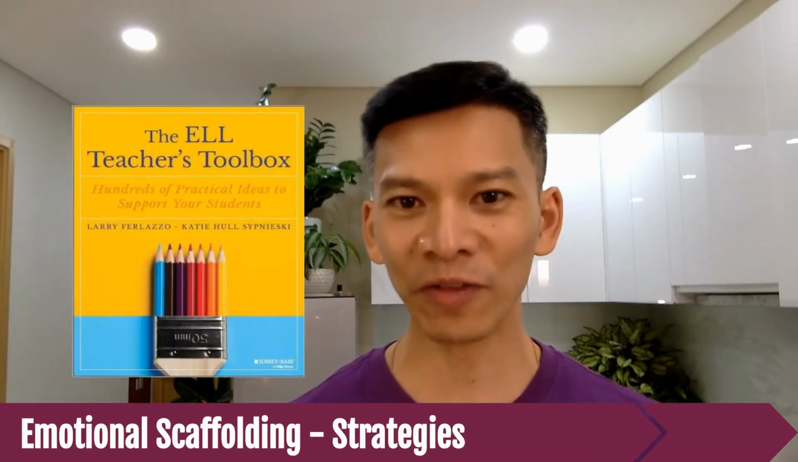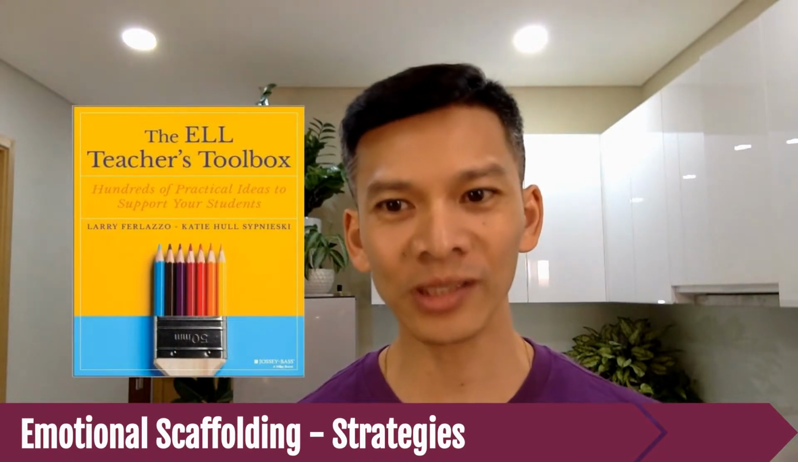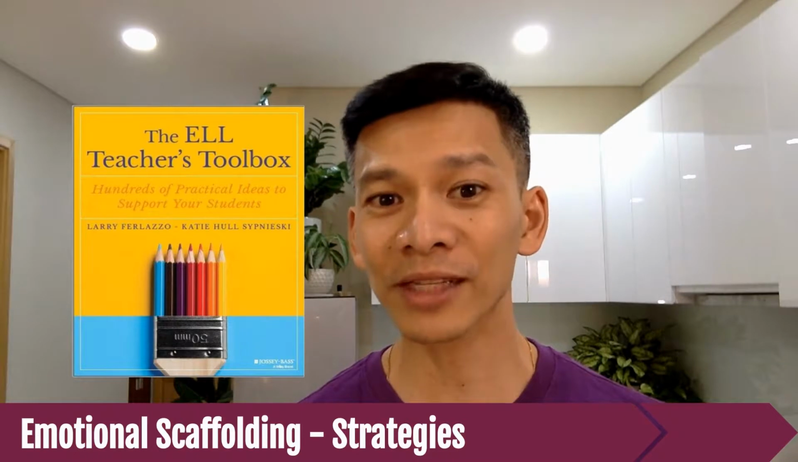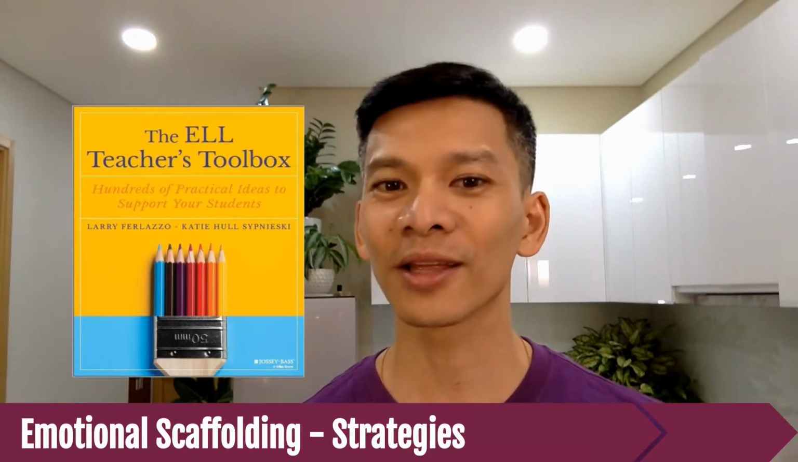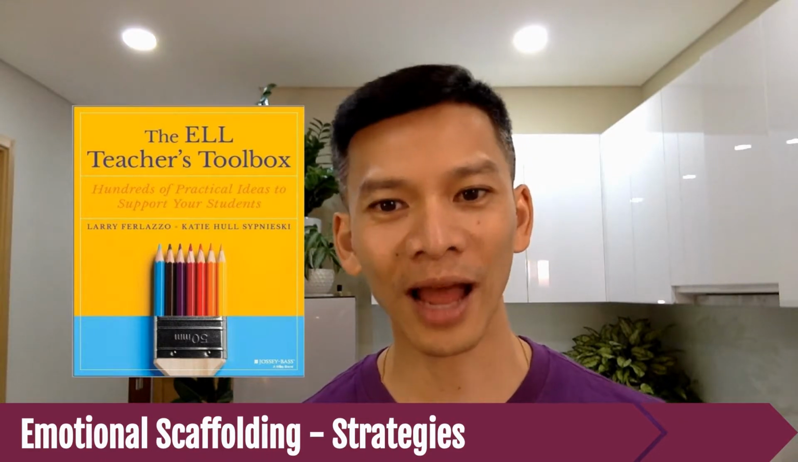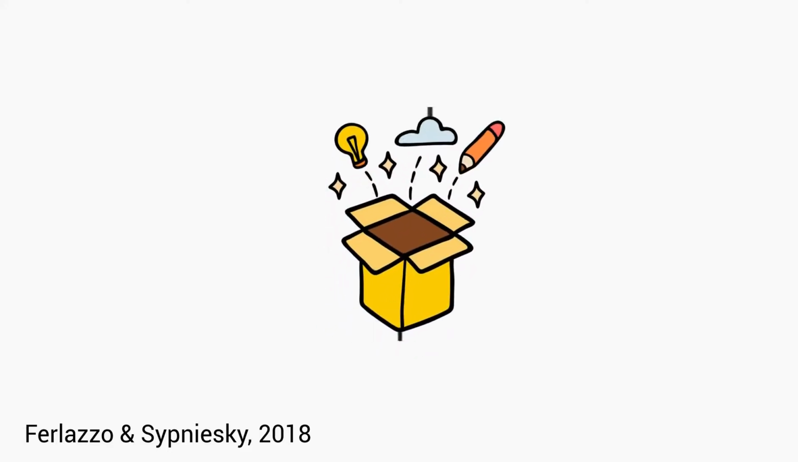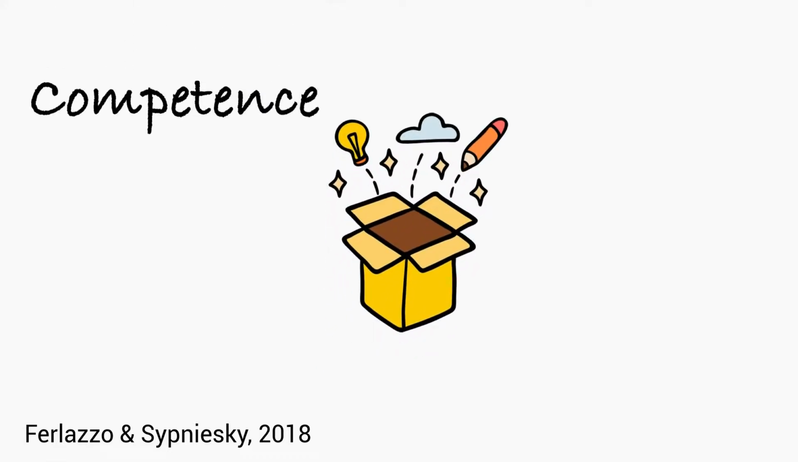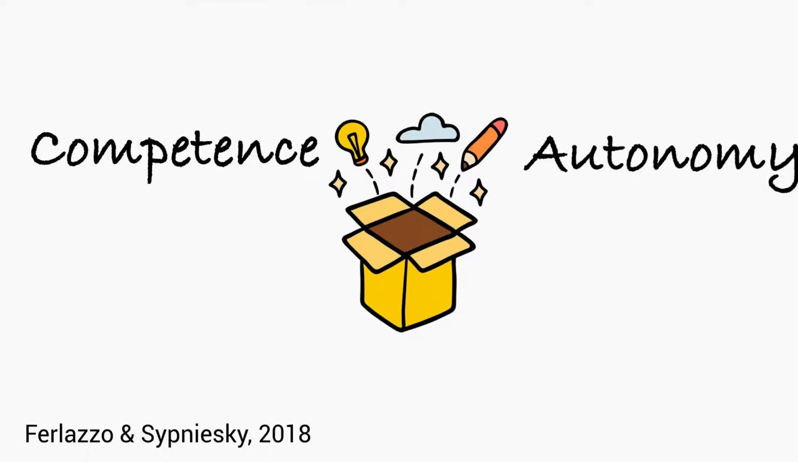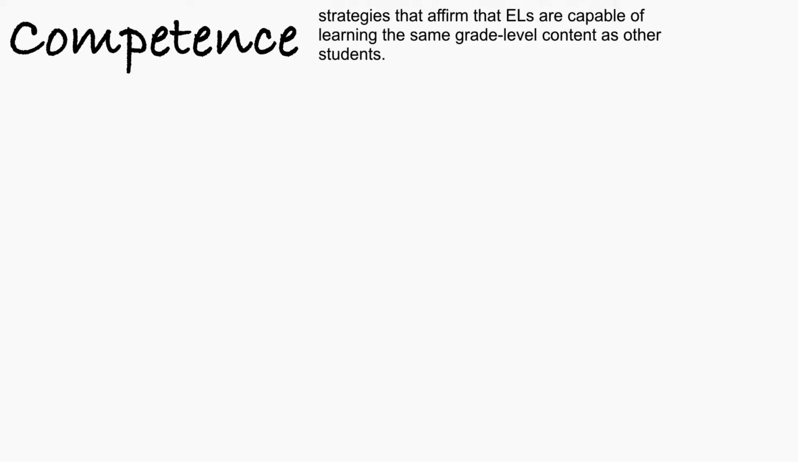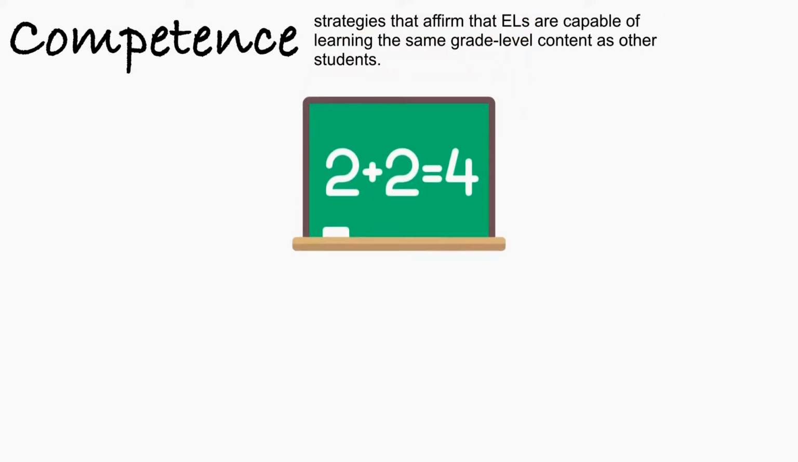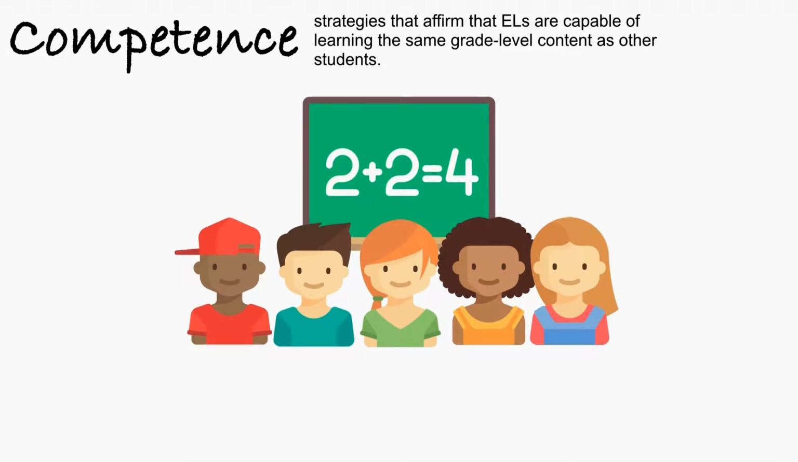I will use Larry Filazzo's framework to share strategies that I have used and have seen other teachers use to create a welcoming environment that affirms the positive attributes that our ELs possess. There are 4 qualities that motivate students to learn: competence, autonomy, relatedness, and relevance. Competence refers to strategies that affirm that ELs are capable of learning the same grade level content as other students.